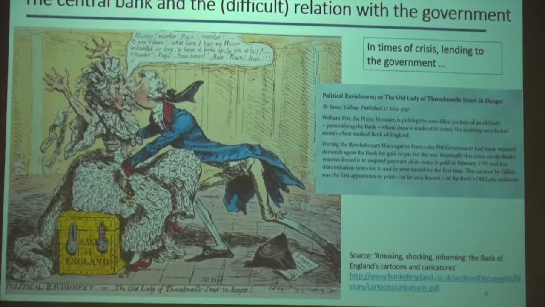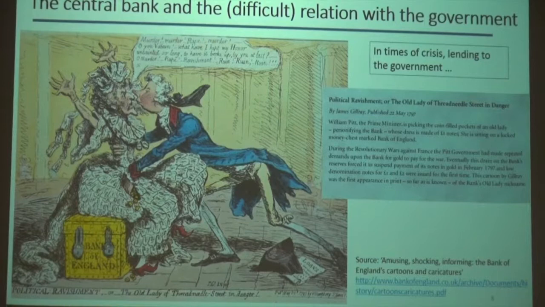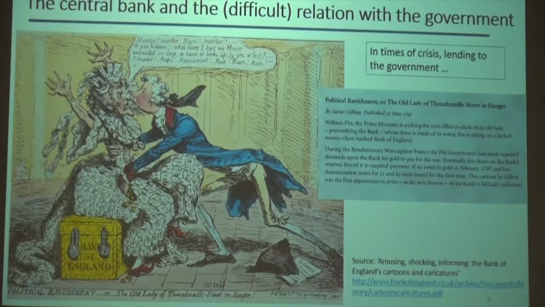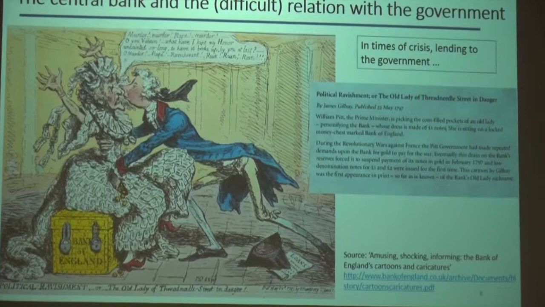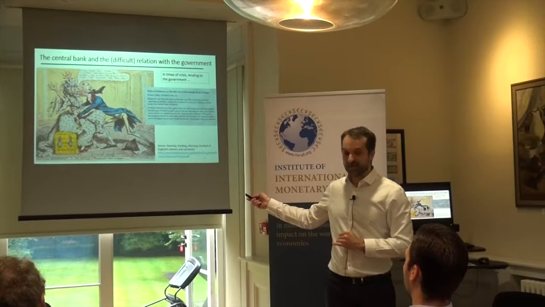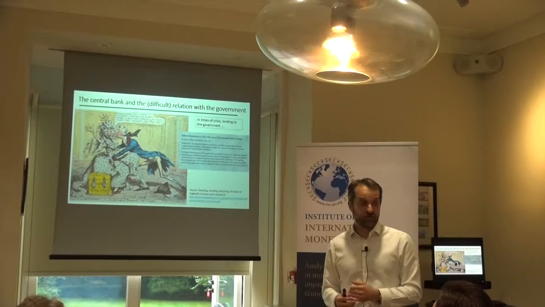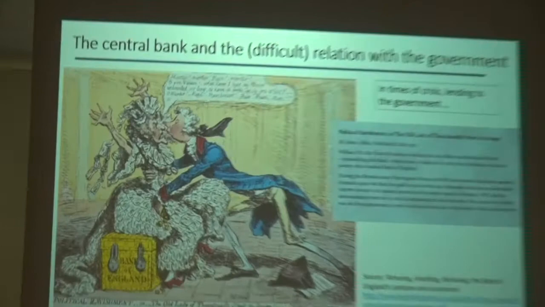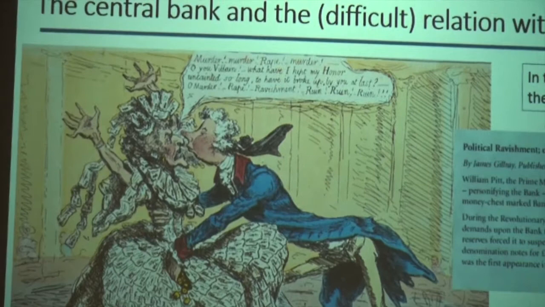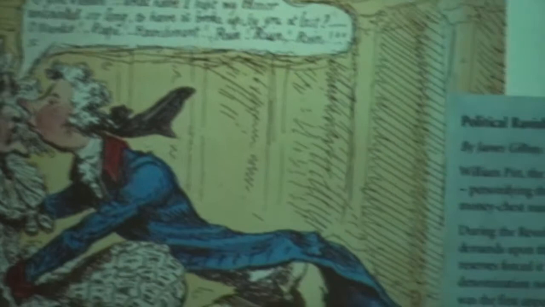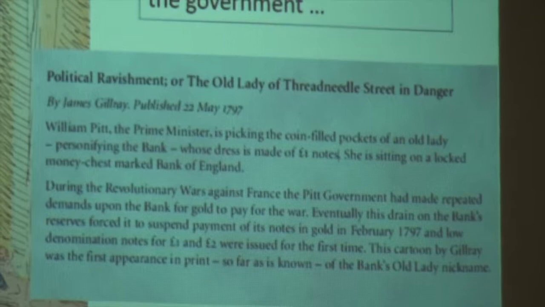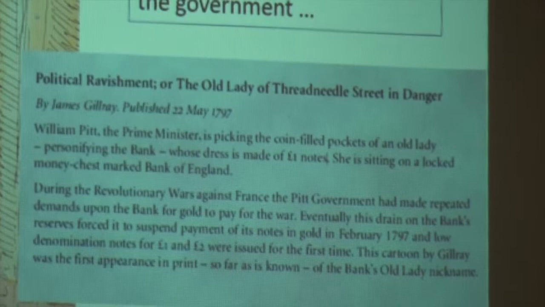This is a very famous cartoon made at the time by James Gillray. I don't know if you are familiar with Gillray. He depicted here the constant appeals of the government, William Pitt, this is the government, to the Bank of England for money, more and more money to pay for the wars against France. And the old lady is trying to resist the demands coming from the government to give him more money. This is called the old lady of Threadneedle Street in danger. And since then, since that very year, that's the nickname of the Bank of England, the old lady of Threadneedle Street. So just so you know, this is the reason why we have that nickname in our days.